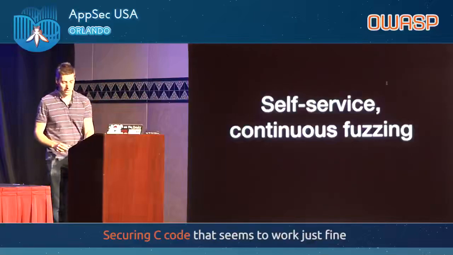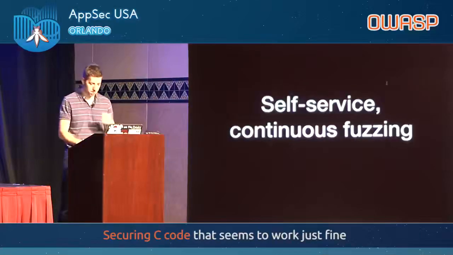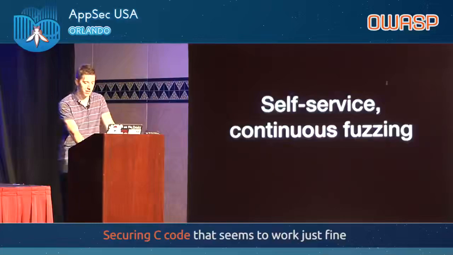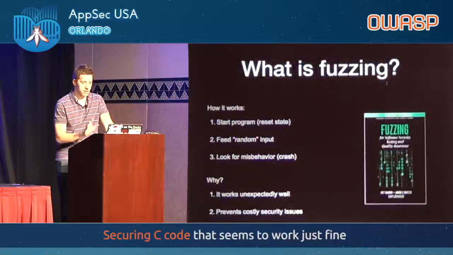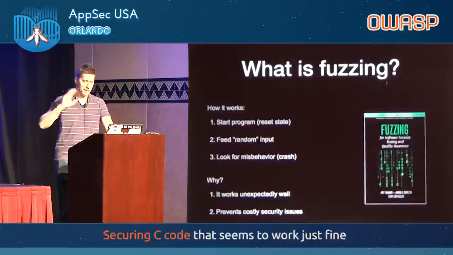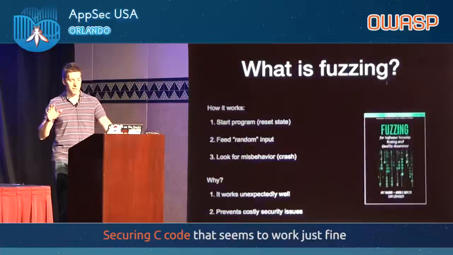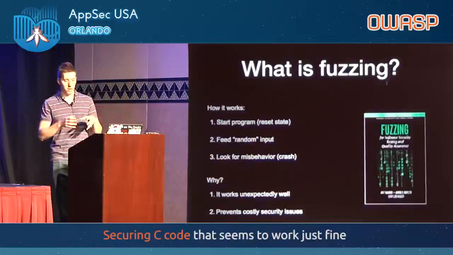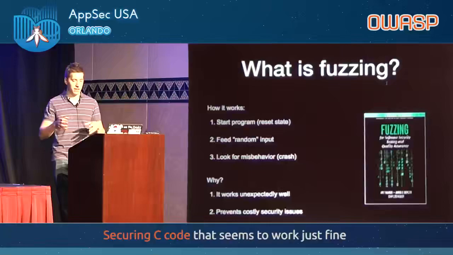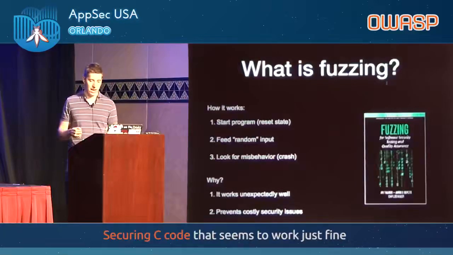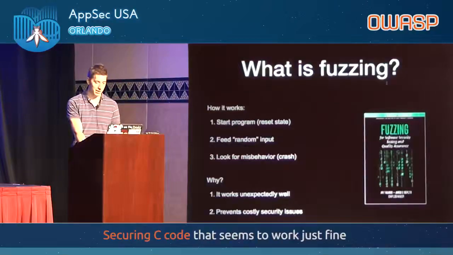I'm going to talk about doing it for this thing called continuous fuzzing, and I'm going to give a little background on fuzzing to start, and then maybe tell a story. This is not a talk on fuzzing. You could do many talks on fuzzing. Hopefully this is just enough fuzzing to understand what's going on here. Fuzzing in a nutshell is you start a program or reset its state, you feed some random input to it, and then you look for misbehavior. Often in the case of a program written in C, you're looking for a crash, and it works really well. That's basically why it's so popular.